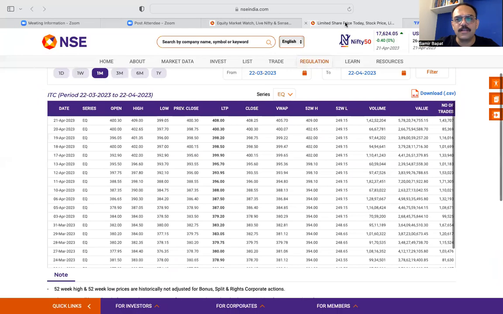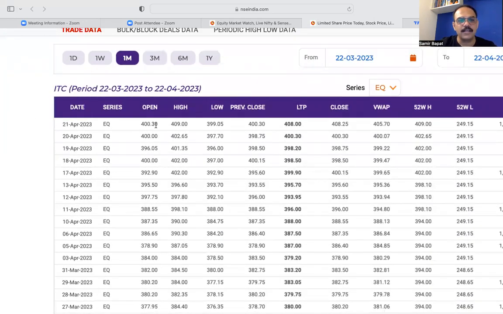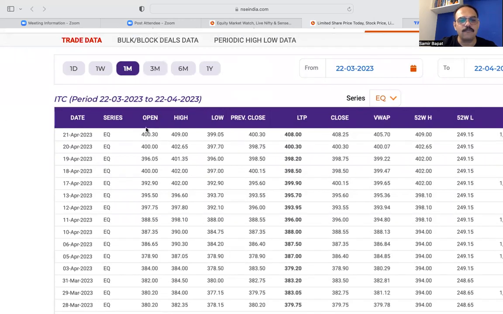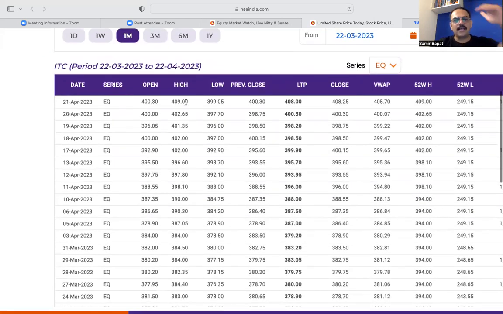It again comes from the same data from the exchange. On 21st April at 9:15, the trading of the ITC share started at 400 rupees 30 paise. The highest it went was 409, the lowest it went was 399, and it closed at 408.25. So these are the four data points which he used 400 years ago.